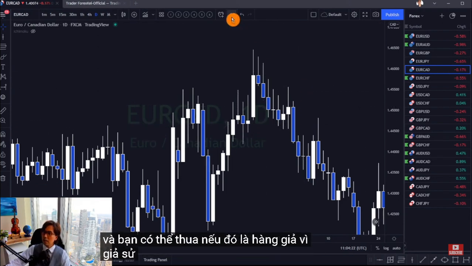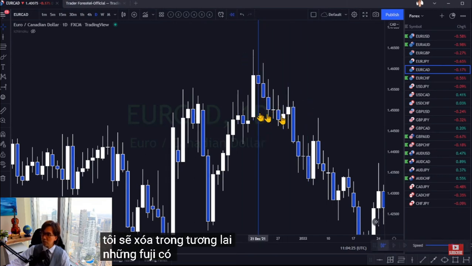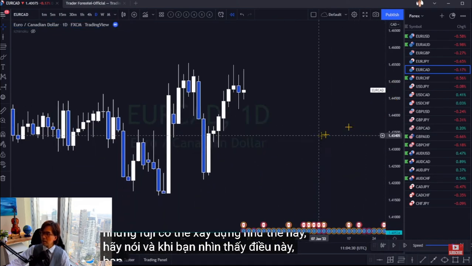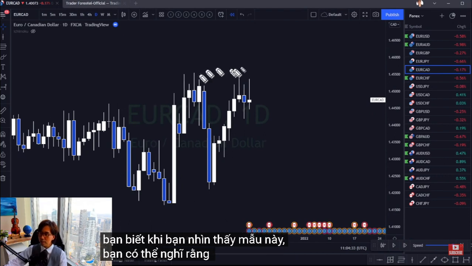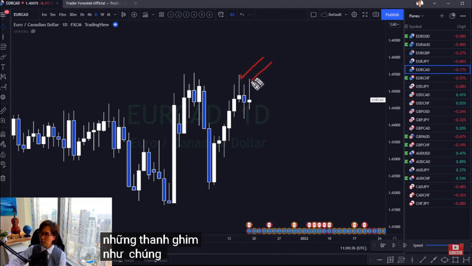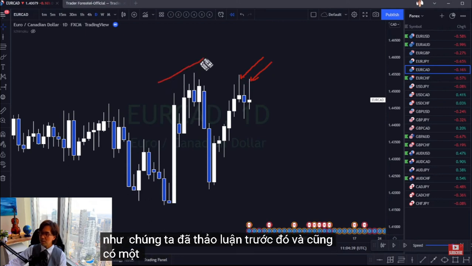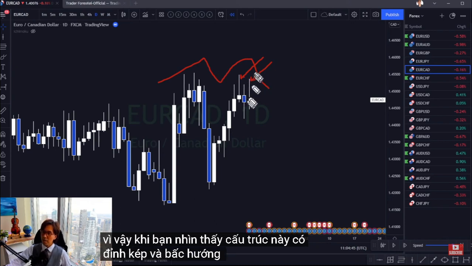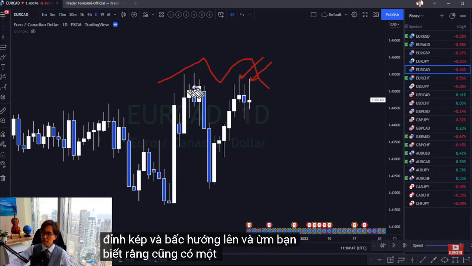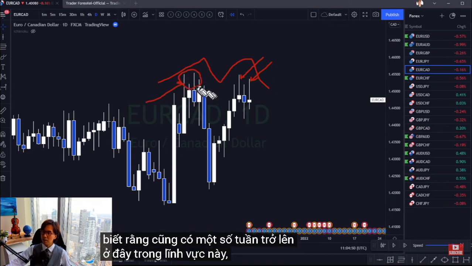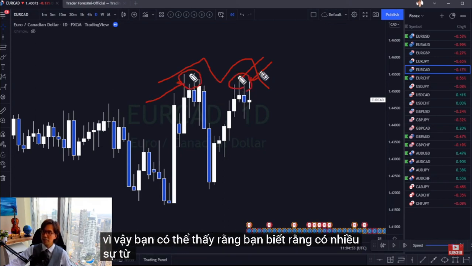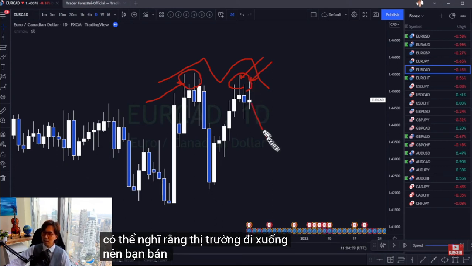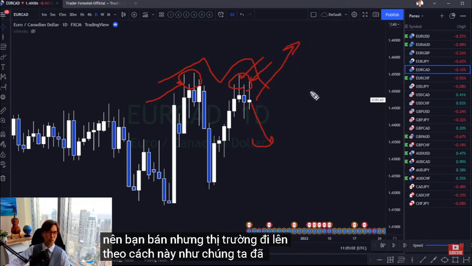Let's say I delete these future candles like this. When you see this pattern, you may think that these are the pin bars as we discussed earlier, and also there was a double top. So when you see this structure, a double top and wicks upwards, and there are also some wicks upwards here in this area, you can see that there is strong rejection here. After this you might think that the market goes down, so you sell, but the market goes upwards this way, as we saw earlier.